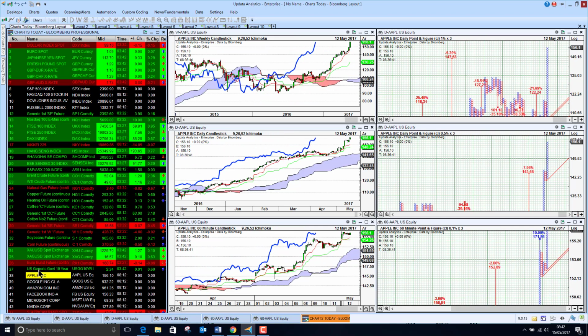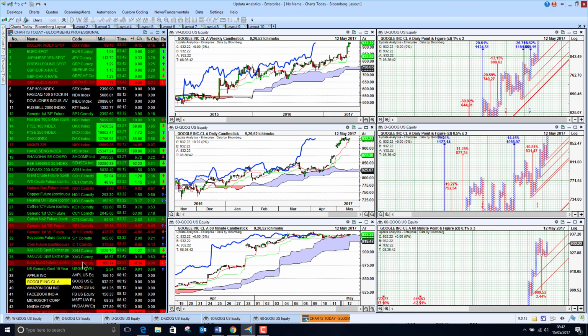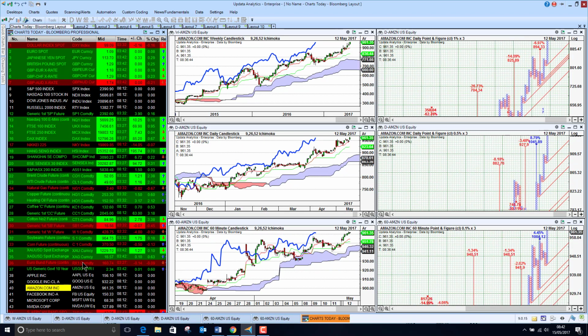Tech stocks, Apple bullish on all three time frames, bullish above the cloud. Got a 10% upside target here that's been activated. Google looking still pretty bullish, although it's been flat for the last week or so. Amazon also running ahead, looking good with a 4% upside target in the short term and a medium term upside target of 8%.